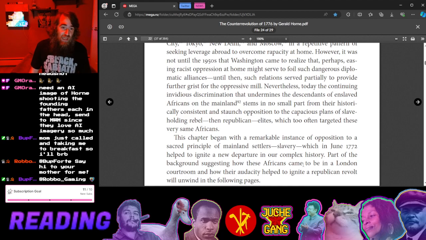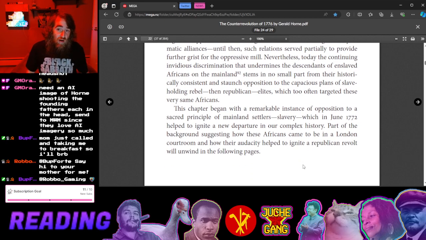However, it was not until the late 1950s that Washington came to realize that perhaps easing racist oppression at home might serve to foil such dangerous diplomatic alliances. Until then, such relations served partially to provide further grist for the oppressive mill. Nevertheless, today the continuing invidious discrimination that undermines the descendants of enslaved Africans on the mainland stems in no small part from their historically consistent and staunch opposition to the capacious plans of slaveholding rebel, then Republican elites, which too often targeted these very same Africans.